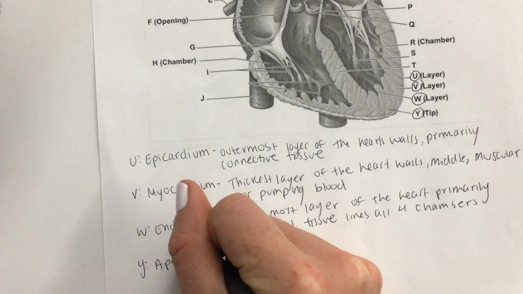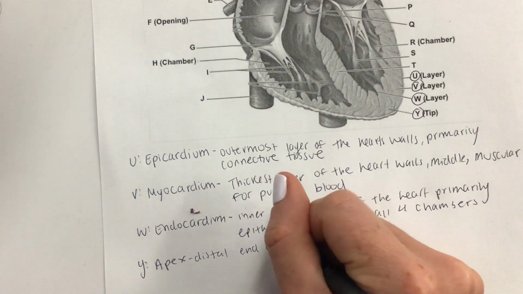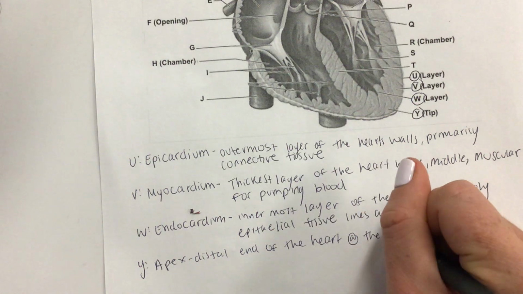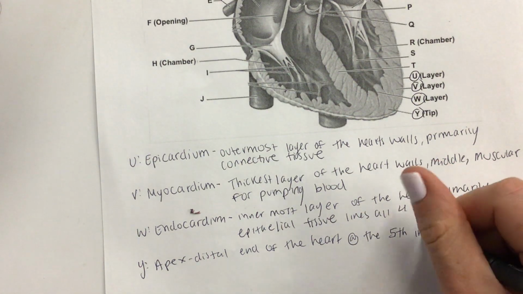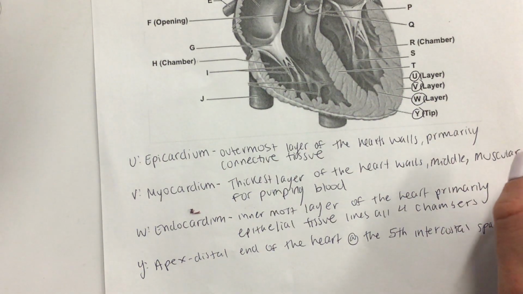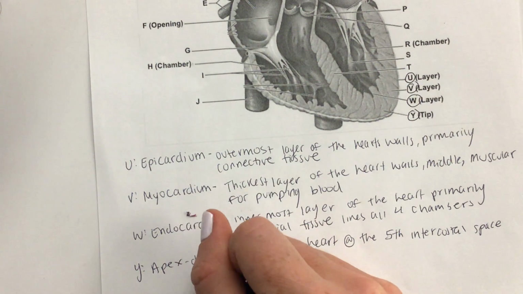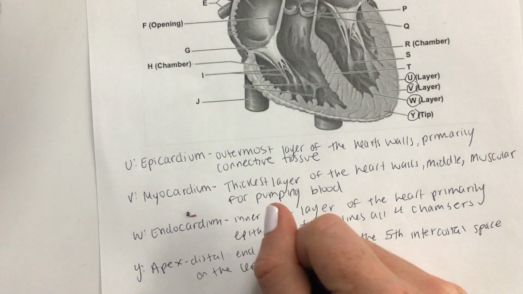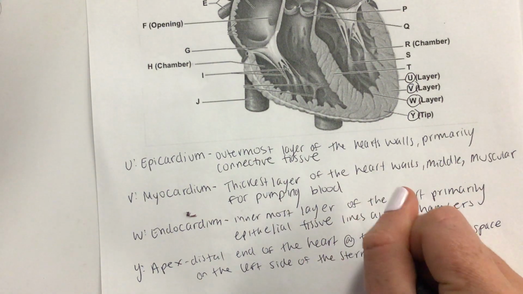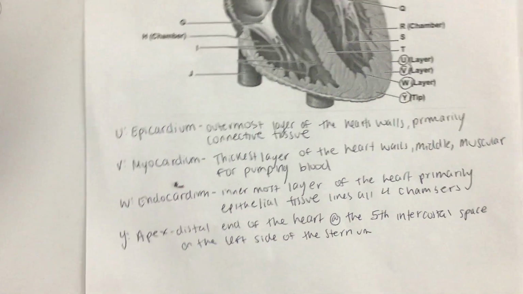Anyways, this is the distal end of the heart at the 5th intercostal, meaning between the ribs, space. And it's on the left side of the sternum. Okay, so that's just some background information on the heart.